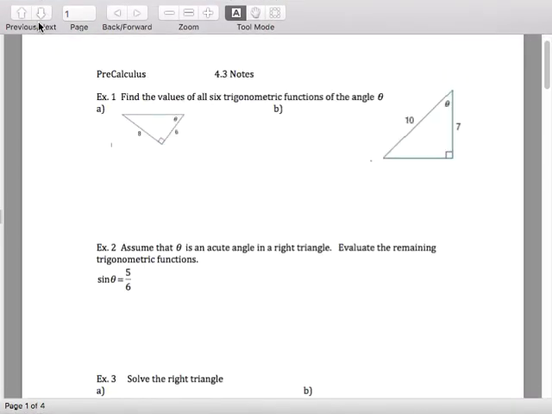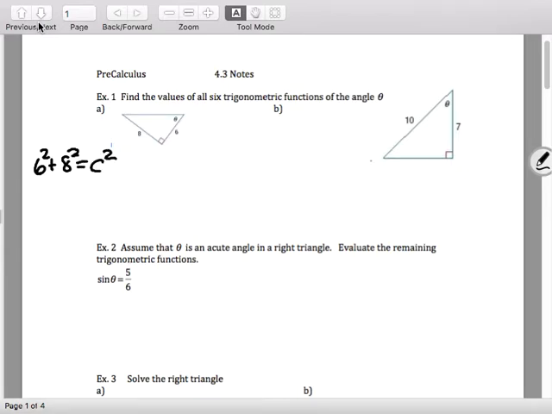values. And so I do have another tool in my tool belt. It's not as fun as the other ones. But to find the missing side, I have the Pythagorean Theorem. A squared plus b squared equals c squared. So what we're going to do is find the missing side. So that's 6 squared plus 8 squared equals c squared.